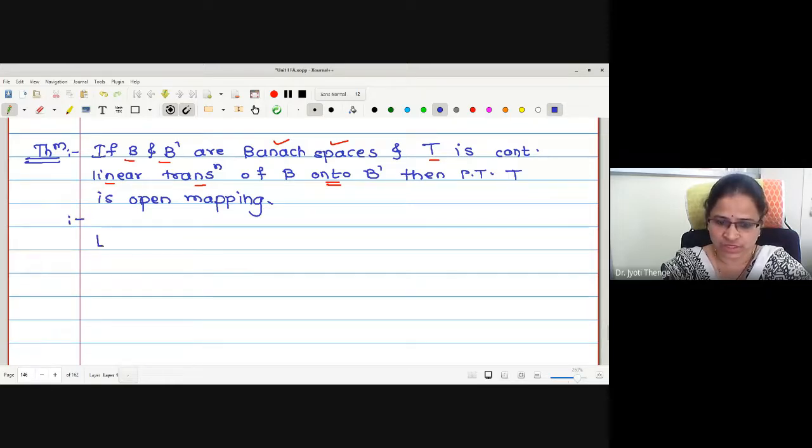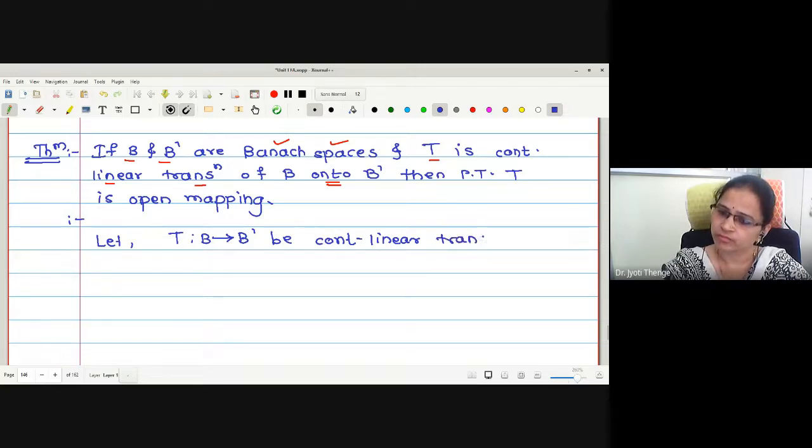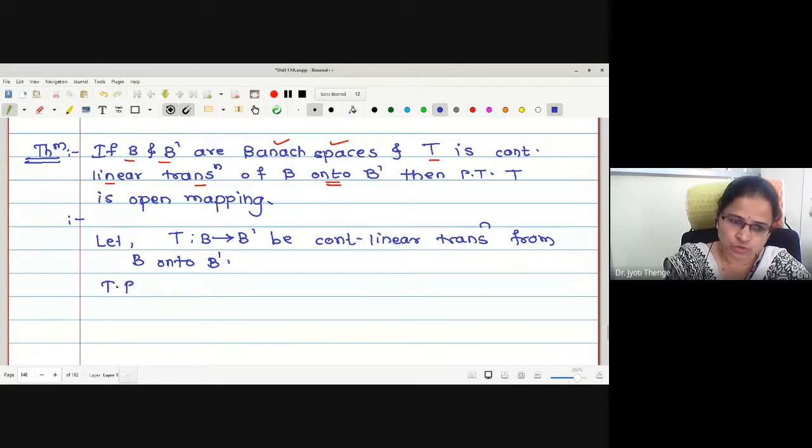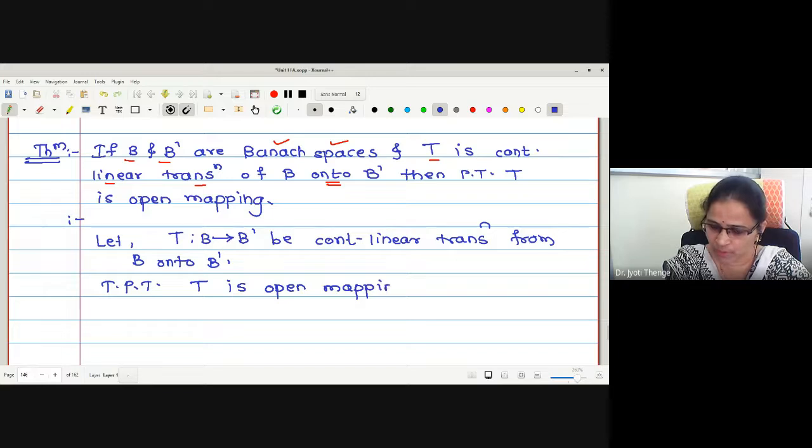Let T from B to B dash be a continuous linear transformation from B onto B dash. This is what is given to us, no other points are given. So this is the only thing we have. Therefore, the aim is to show that the mapping T is an open mapping.